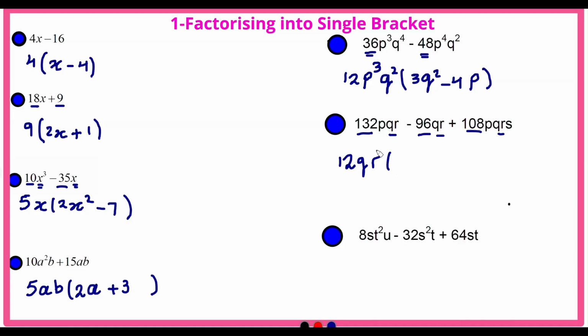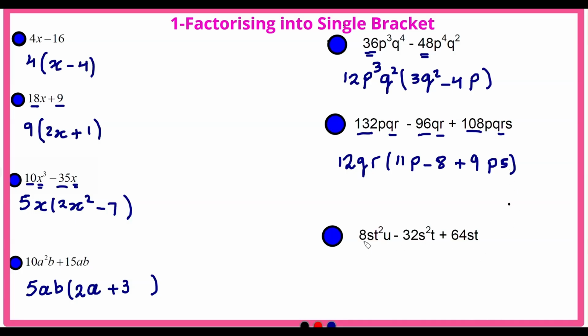Then I divide as normal. 132 divided by 12 is 11. So we have P, because QR is cancelled with QR. Minus 96 divided by 12, that's minus 8. QR cancelled with QR, so I leave it like that. 108 divided by 12 is plus 9. And then I have PS. And I close the bracket. Okay?